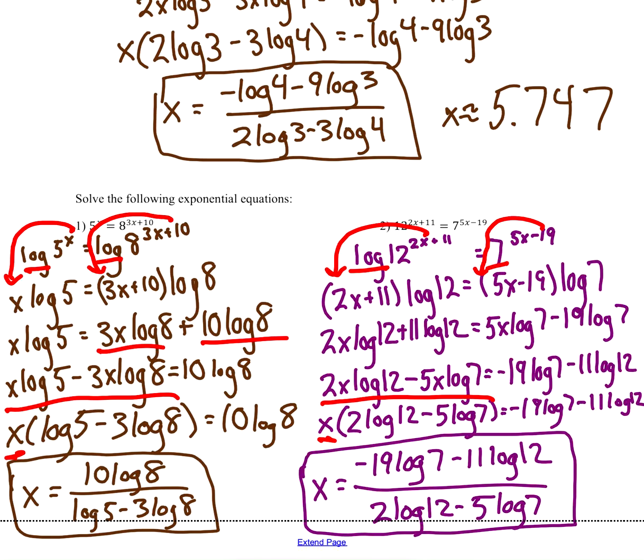And then since x is being multiplied by, if you look at number 1, in this case, log 5 minus 3 log of 8, you would divide both sides by log of 5 minus 3 log 8. And the same thing over here for number 2. Now, the question didn't say round, so I didn't round the answers. And those are the answers to 1 and 2.